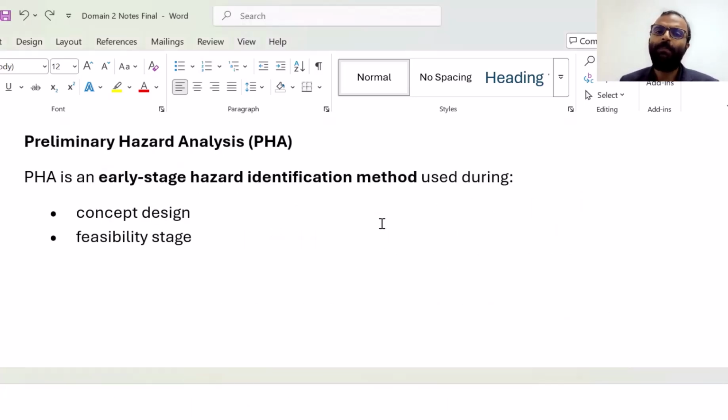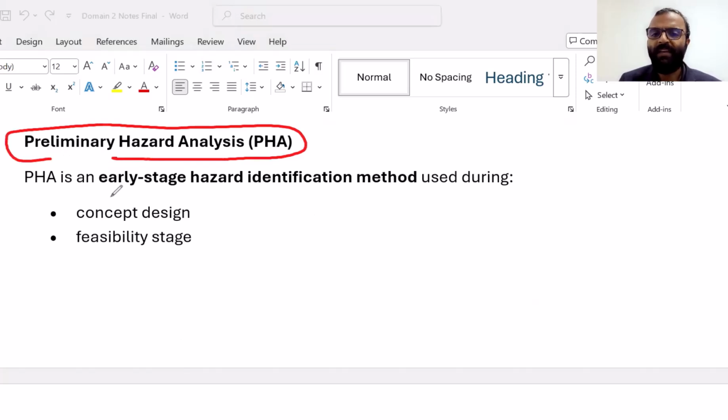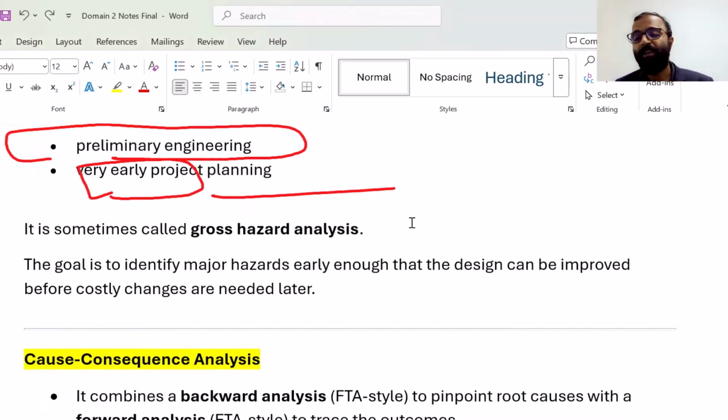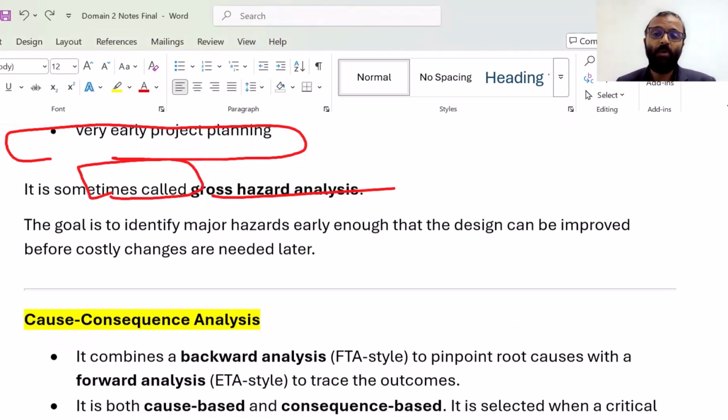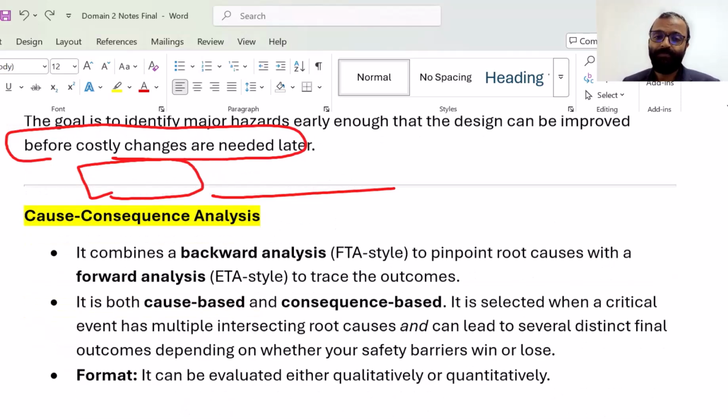Okay. Now what is PHA? PHA is preliminary hazard analysis. It is very important. It is an early stage hazard identification method. The first stage of hazard identification is PHA. Okay, it is also known as gross hazard analysis.